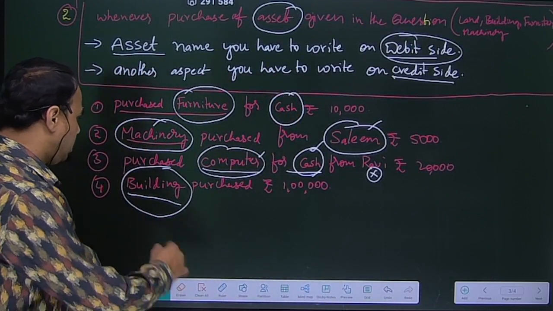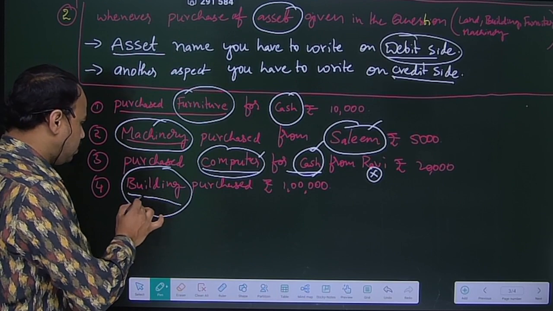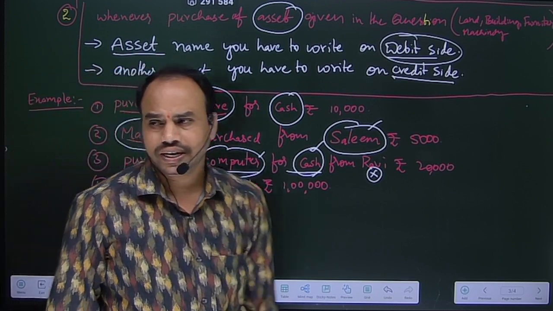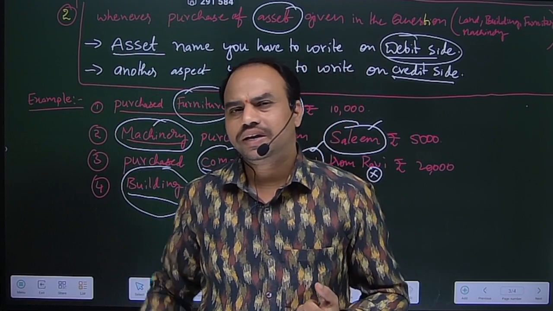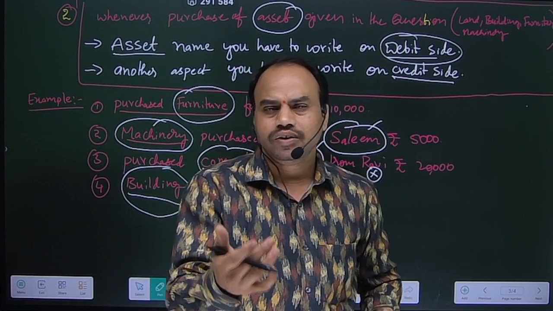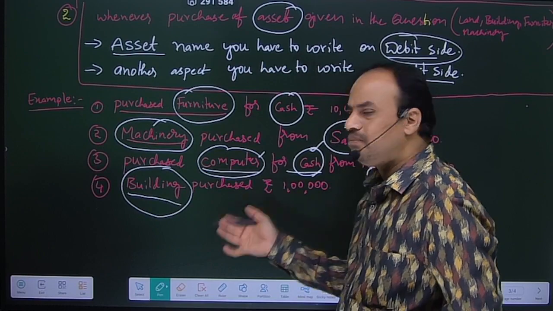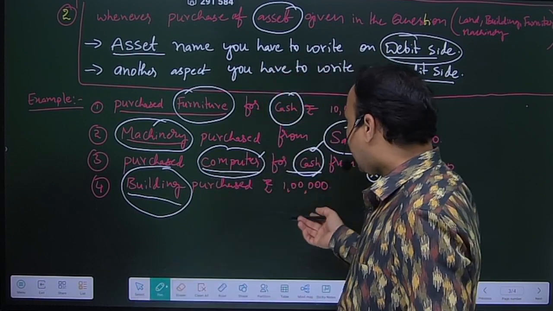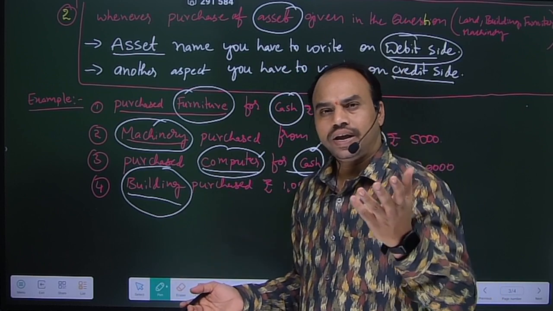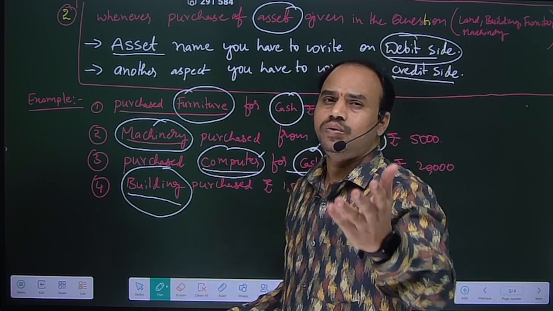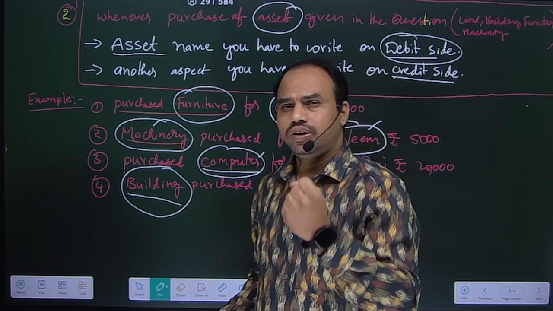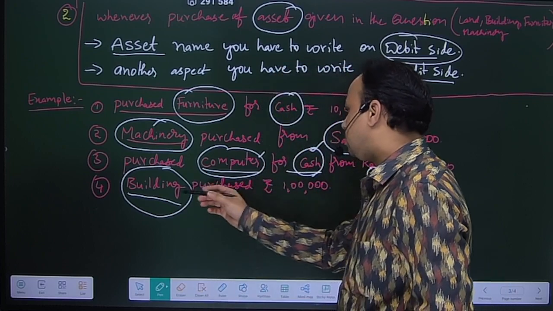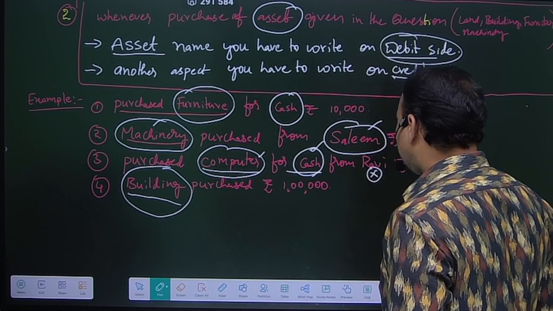What is given? Building purchased is given. But for cash is not given. Obviously when you purchase a building, in return we have to pay cash. Even though it is not mentioned, that is the meaning. We purchased a building and we paid cash. Even if for cash is not given here, would anyone give us a building for free? No. It means that after buying the building we paid money in return. So building is an asset. So you have to write the building name on the debit side.